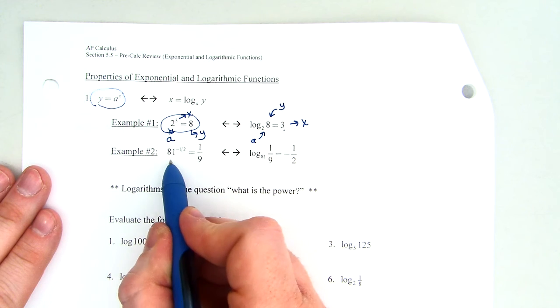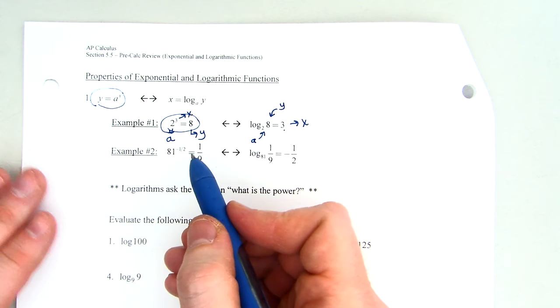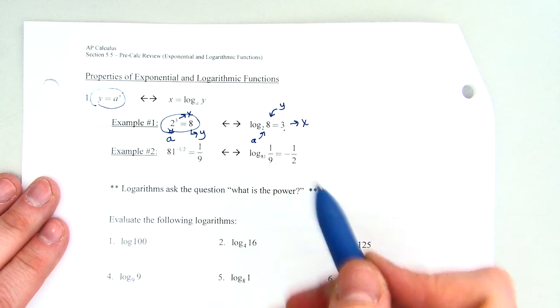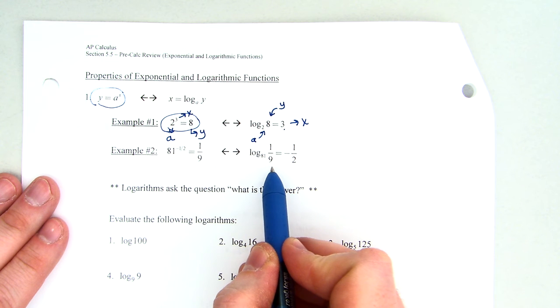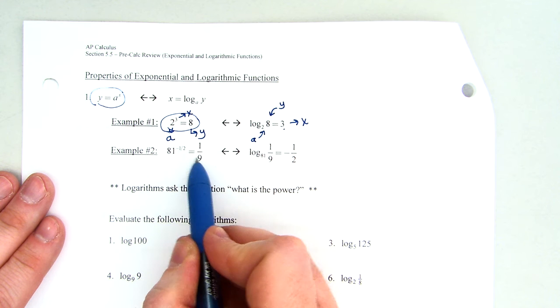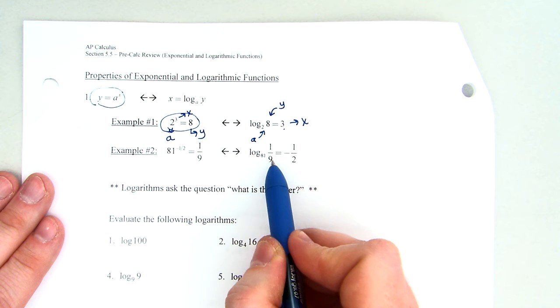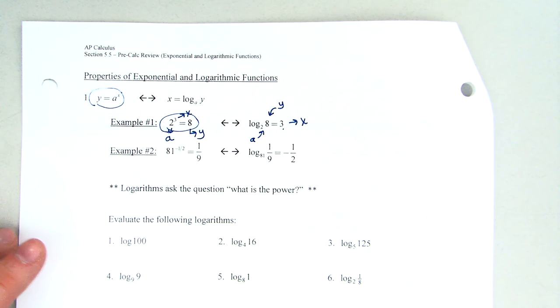Next example, I know 81 to the negative 1/2 is 1/9, because remember 81 to the negative 1/2 is 1 over the square root of 81. Square root of 81 is 9, so 1/9 over there. The related log problem is going to be log base 81 of 1/9 equals negative 1/2, which is asking the question, 81 to what power gives us 1/9? Answer is going to be negative 1/2.